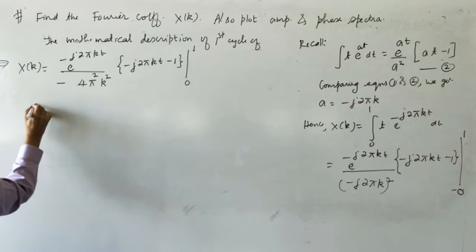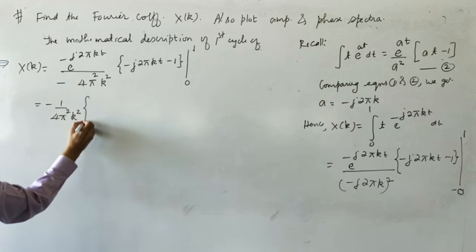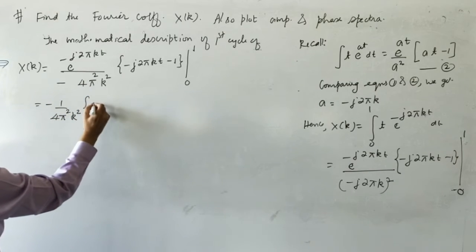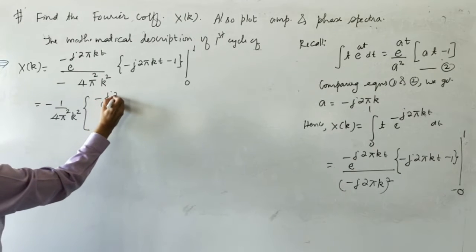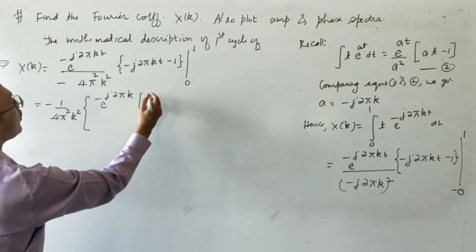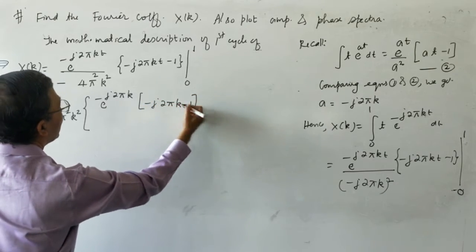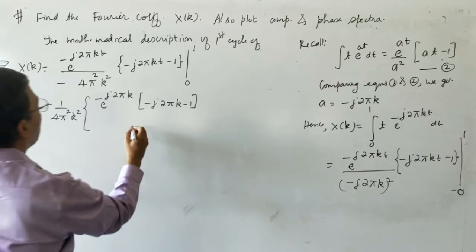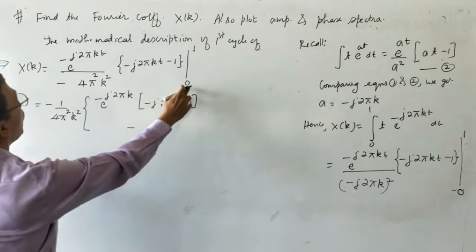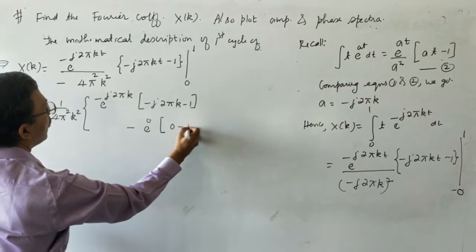Put the upper limit: minus 1 over 4 pi square k square, keep out, put the upper limit. If you put t equal to 1, you get e to the power minus j 2 pi k into minus j 2 pi k minus 1, minus the lower limit. If you put t equal to 0, e to the power 0 into 0 minus 1.